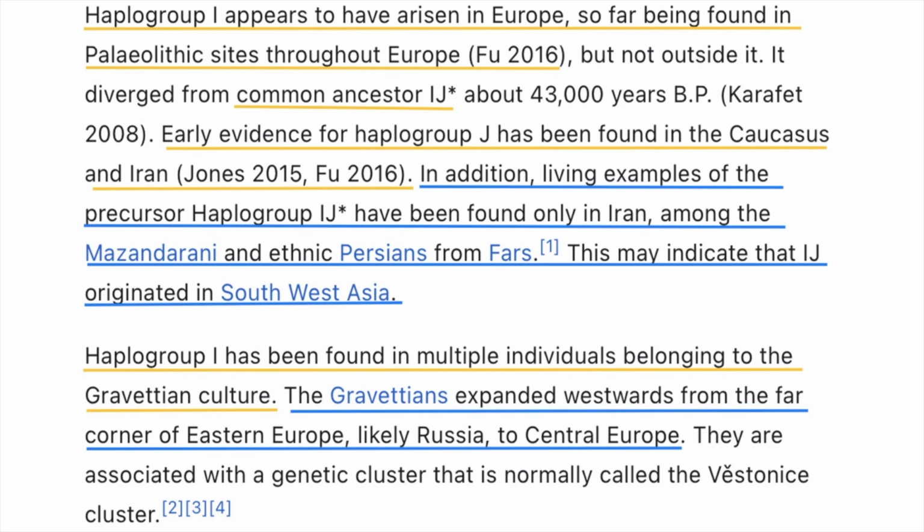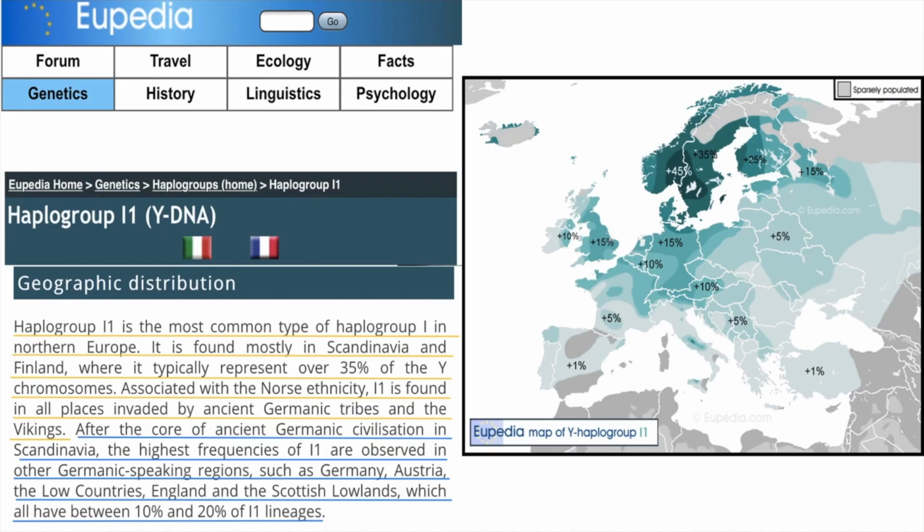Haplogroup I has been found in multiple individuals belonging to the Gravettian culture. The Gravettians expanded westward from the far corner of Eastern Europe, likely Russia, to Central Europe. So this is from Eupedia, titled Haplogroup I1 Y-DNA.